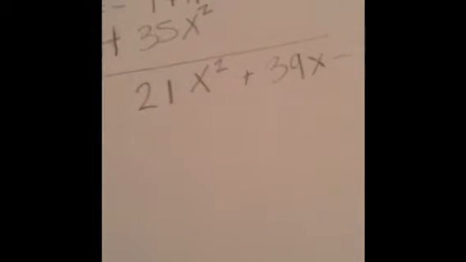How many times does x go into 21x squared? And that would be plus 21x. 21x times x would give you 21x squared. 21x times 7 would give you 147x.